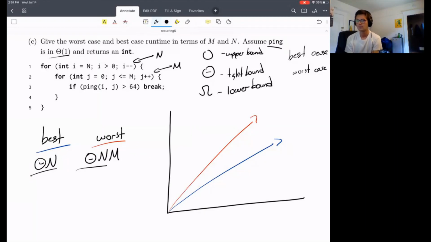And if you're any worse than the best case, you're by definition not the best case, meaning there's only one runtime the best case could possibly run at, which is why it's theta. It's upper bounded and lower bounded by the same thing. Same thing goes for the worst case.